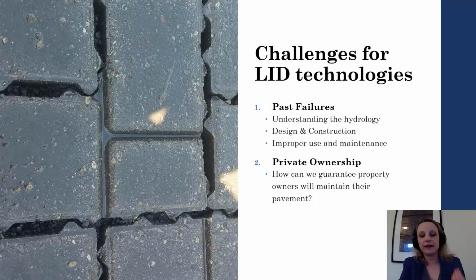The other hesitation that regulators often have is the issues related to private ownership. How can we guarantee that private owners will maintain their property? If we're relying on this infrastructure to provide stormwater management practices, we need to ensure that it is functioning. And that is why having good operation and maintenance plans and having a suite of options in terms of how to maintain your permeable pavements is really critical to address the challenges associated with private ownership.